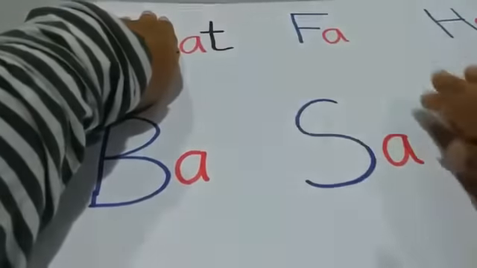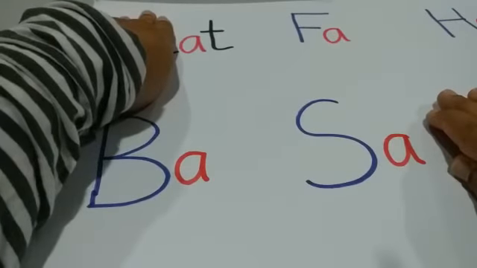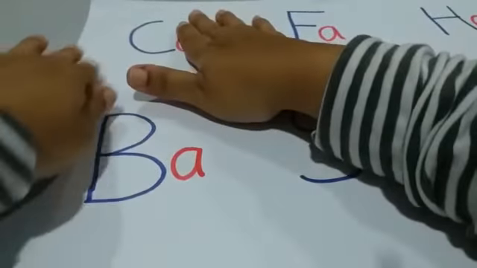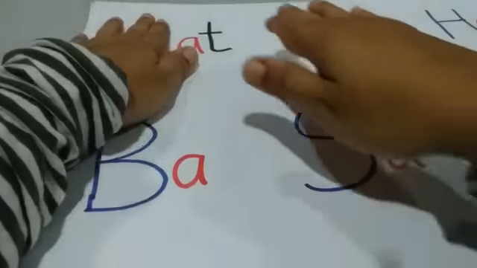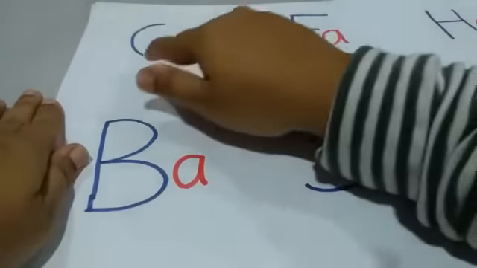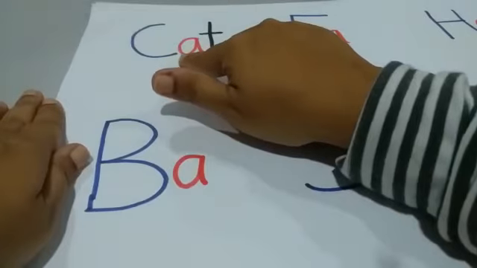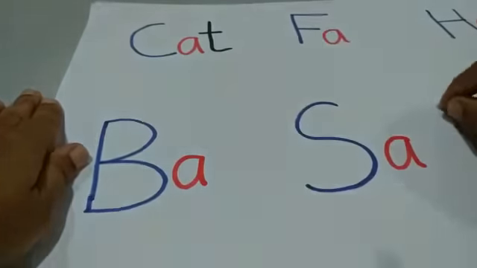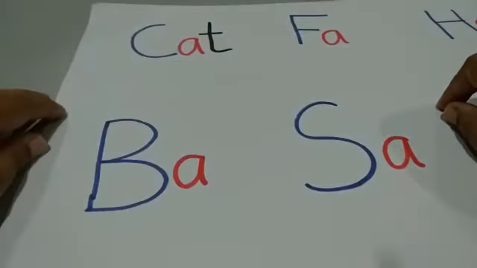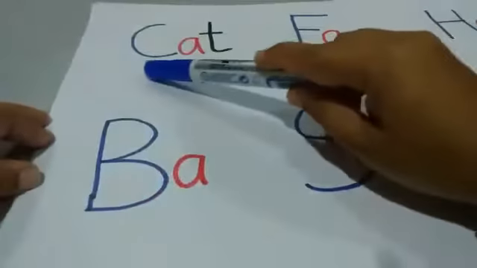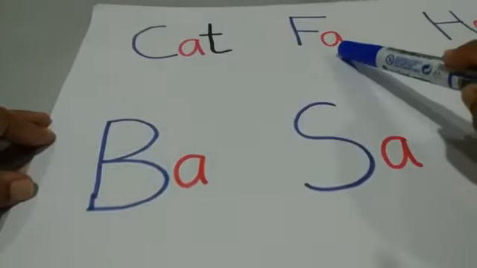Now what's this? At. Okay? At. K. At. K. At. So when you put this together, it is cat. How do you say it? Cat. Okay, now this one.